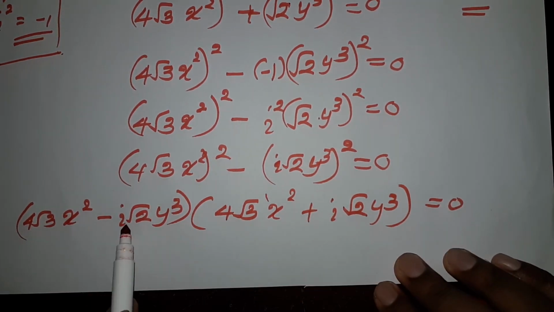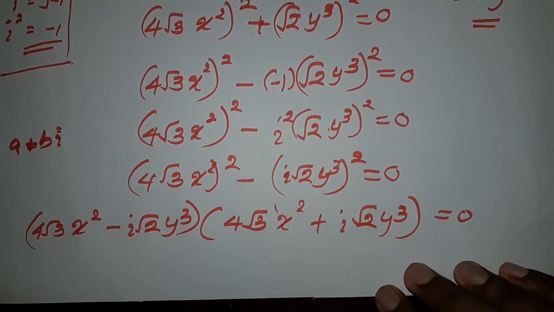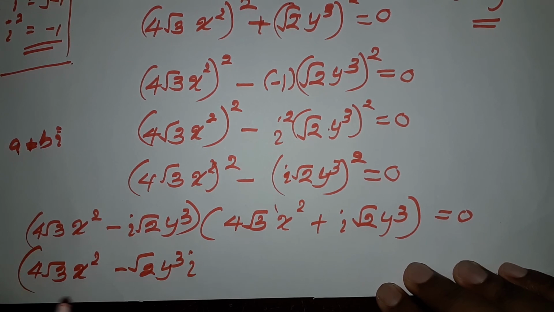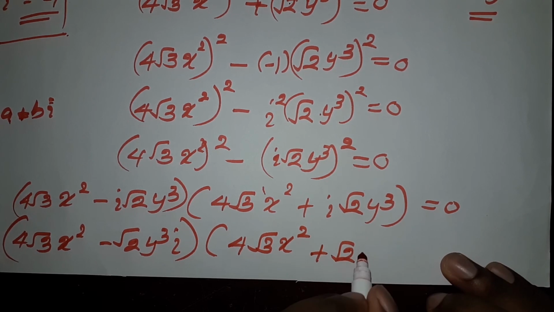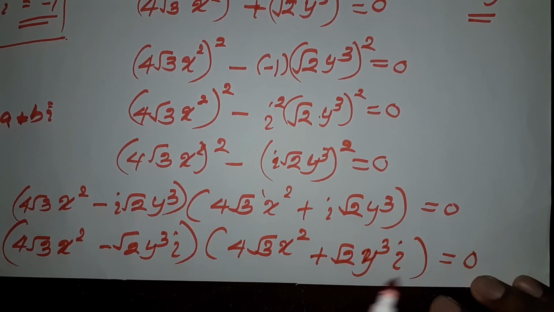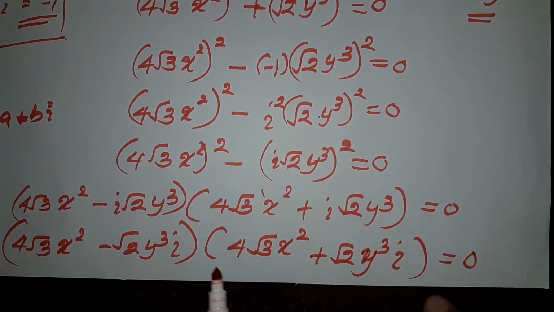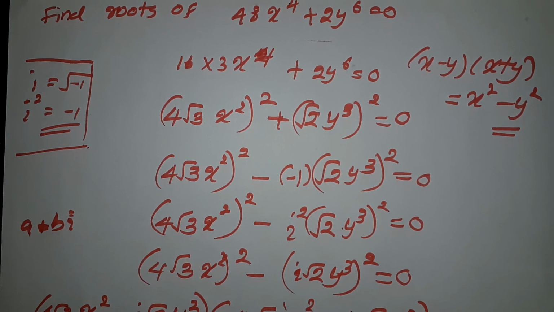So if I take the i to this side, as in the form a plus bi, this becomes the following, so that way we have found the roots of this expression right here using the concept of complex numbers.